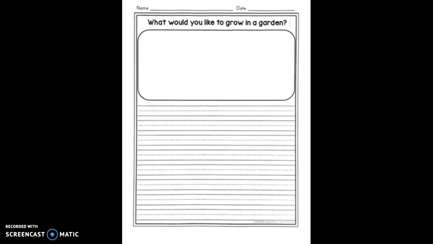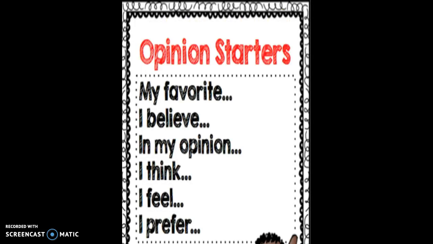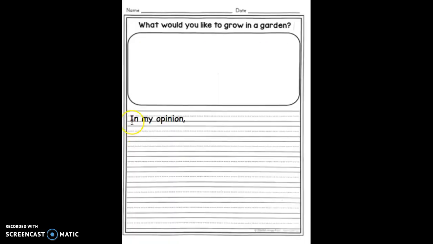So for this writing, it says, what would you like to grow in a garden? You could say, in my opinion, I would grow. Or you could say, I think I would grow. I feel like lettuce is the best thing to grow. You can choose any of these starters. I'm going to choose in my opinion. So on my paper, I wrote the sentence starter, in my opinion.